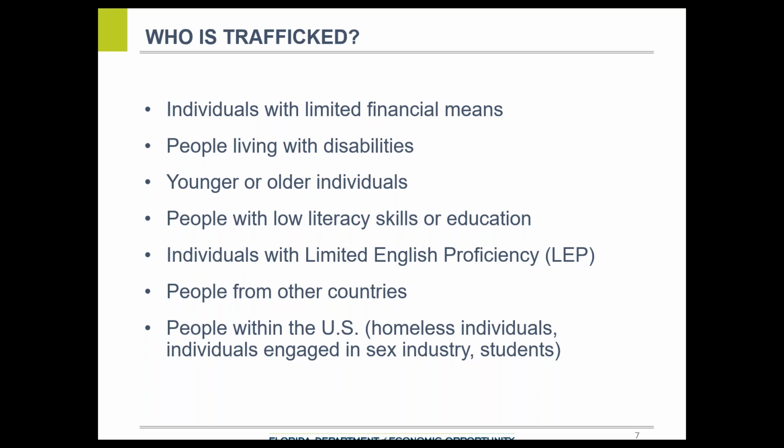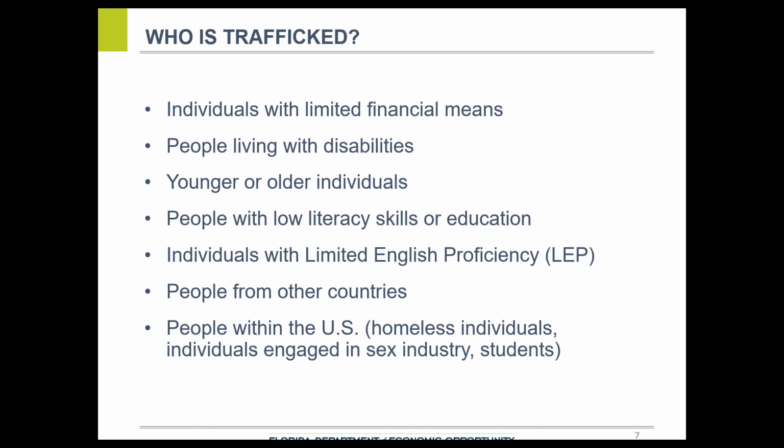Although it is estimated that 70% of victims are women, anyone can be a victim of human trafficking. Additionally, there are certain individuals who are considered vulnerable and therefore more susceptible to trafficking: individuals with limited financial means, people living with disabilities, young and older individuals, people with low literacy skills or education, and individuals with limited English proficiency.